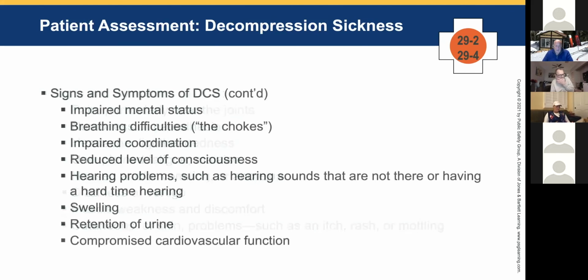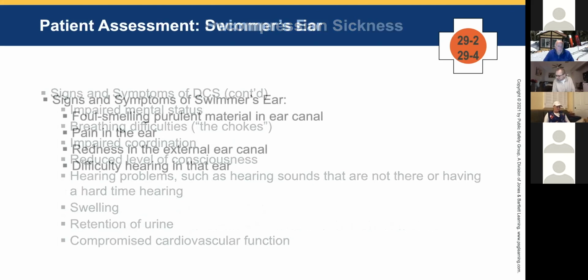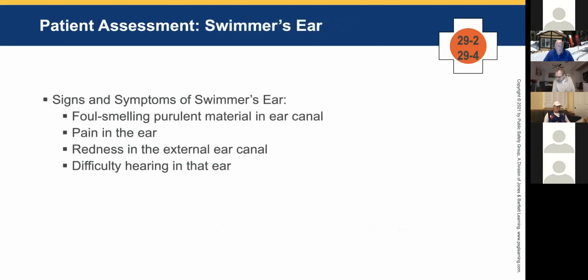More signs of decompression sickness: impaired mental status, breathing difficulties, impaired coordination, reduced level of consciousness, swelling, retention of urine, compromised cardiovascular function. We talk about symptoms of swimmer's ear: foul smelling, purulent material in the ear canal, pain in the ear, redness in the external ear canal, and difficulty hearing in that ear.